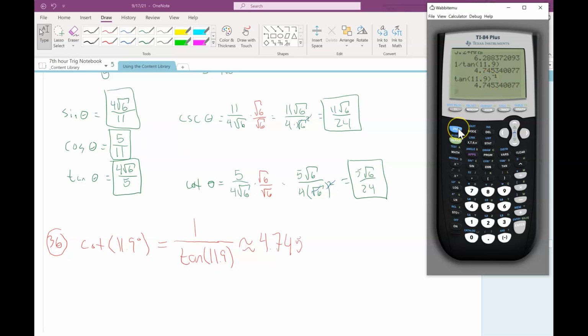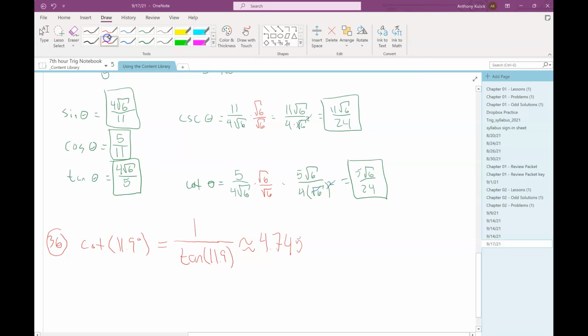What's not the same, though, is if you use tangent inverse. You notice in blue above tangent is tangent to the negative 1. That's not the same thing as the reciprocal of tangent of 11.9. Tan inverse of 11.9 gives us a decidedly different number. Okay, so that's not what you want to do. But we were done here when we got the 474.5. I just wanted to clarify some stuff on the calculator.